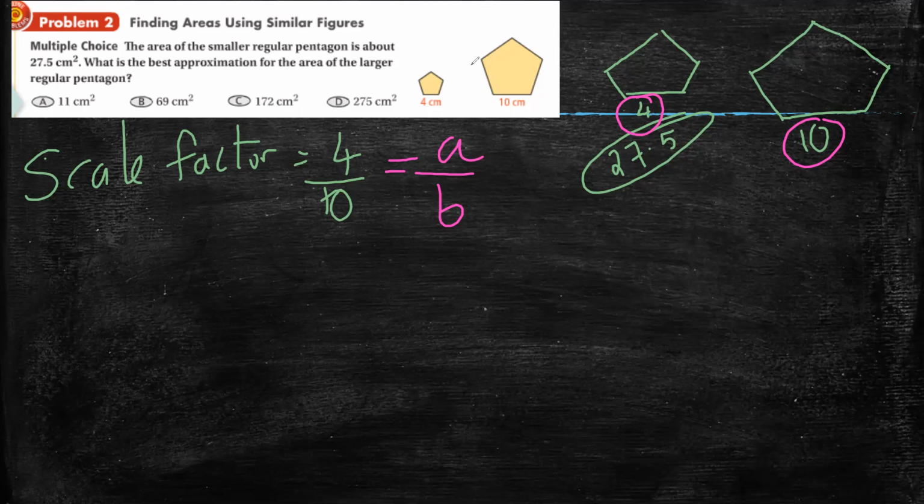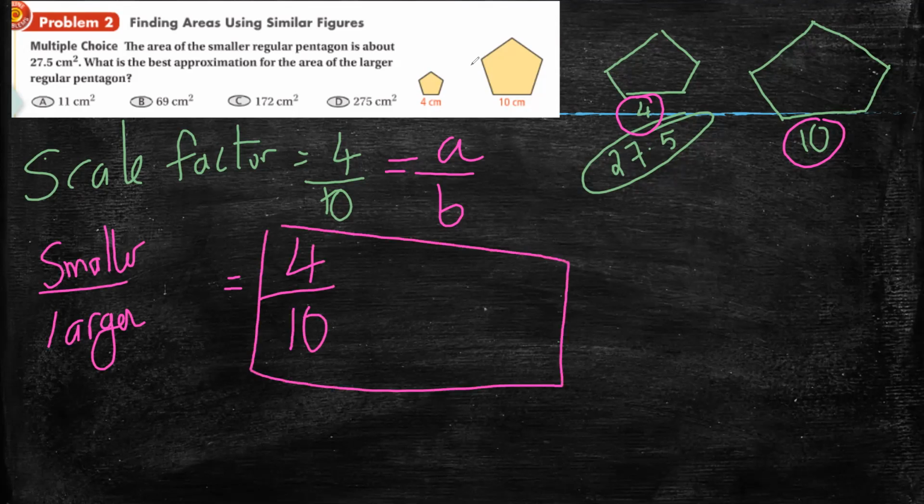So I wrote it now 4/10, the smaller to larger. The smaller here is 4/10. If I wanted now to write it, but in reference to the area, shall I keep it 4/10 or shall I square it? No, square it. Why square it? Because I'm dealing with an area.